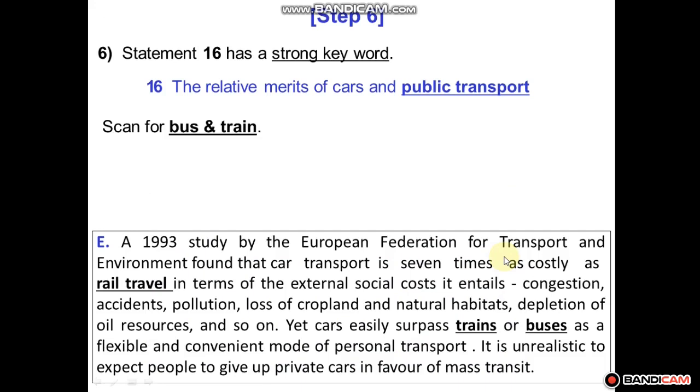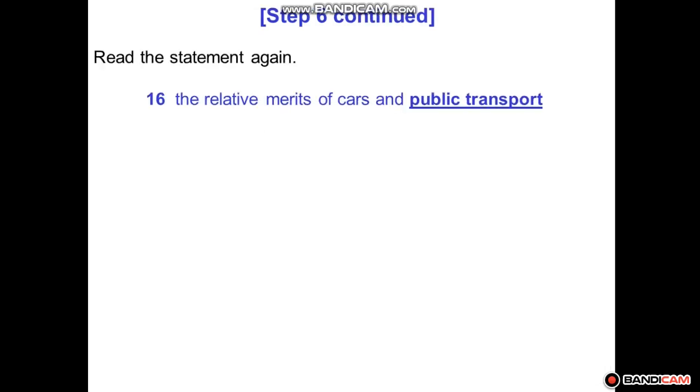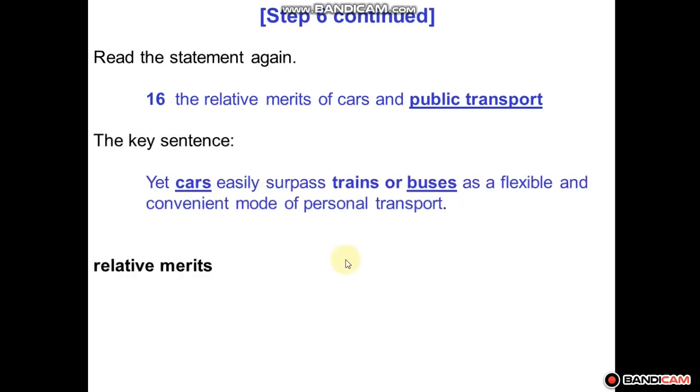As you come across, paragraph E contains both keywords. It also contains information related to the statement. Okay, so that's the match. Now read the statement again: the relative merits of cars and public transport. Now this is the key sentence in the passage. Cars and trains or buses, and here we have public transport, a flexible and convenient mode of personal transport.